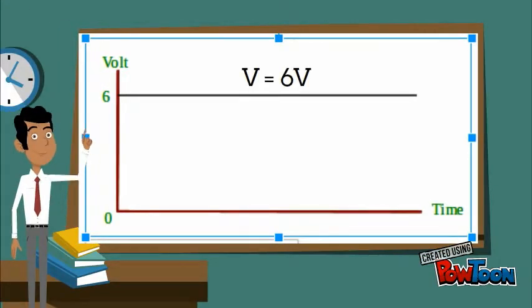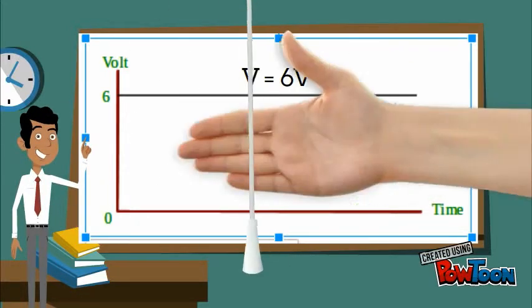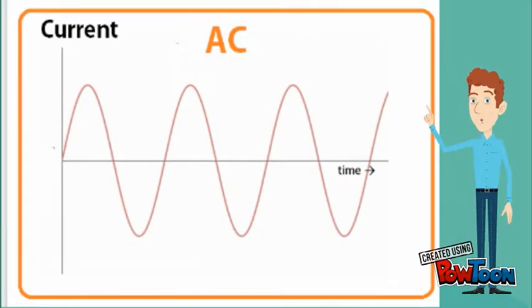For example, this graph shows a voltage of 6 volts DC current and can be represented by the equation V equals 6V. On the other hand, the voltage and current are constantly changing in AC current. At its rest position, the voltage starts at 0 volts, increases to a positive maximum, falls to its negative minimum, returns to 0 before repeating this cycle in a wave-like pattern. This graph shows voltage as a function of time in an AC circuit. As you can see, it is sinusoidal.